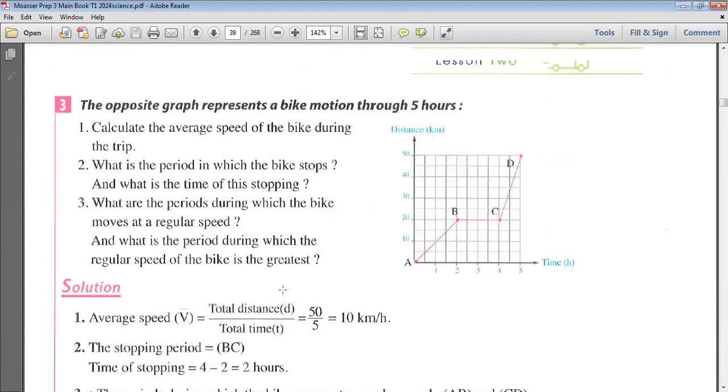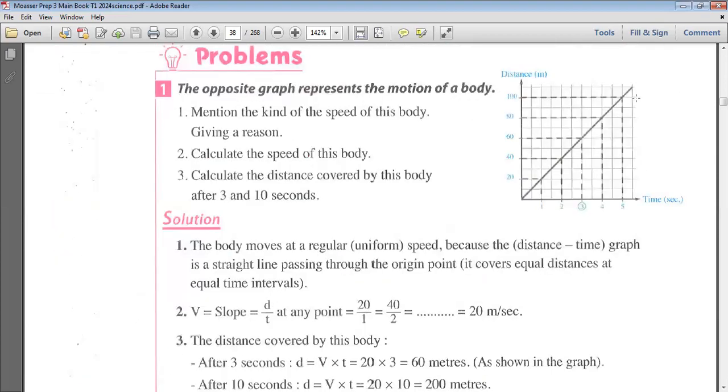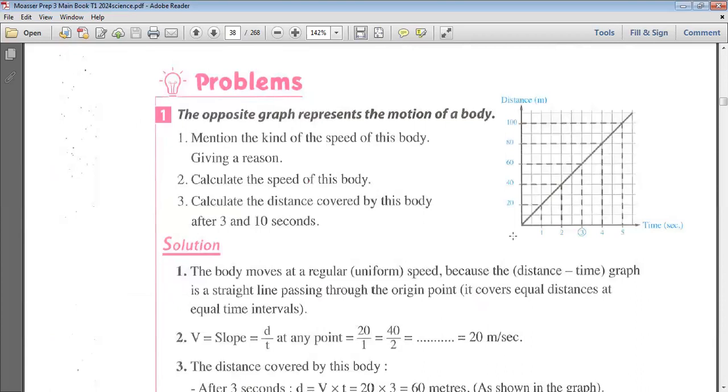Okay. And if I have a straight line passing through the origin point, then I have regular speed. I look at the graph with distance and time, and ask what kind of speed it is. I see the line is a straight line, so the kind of this speed is a regular speed.